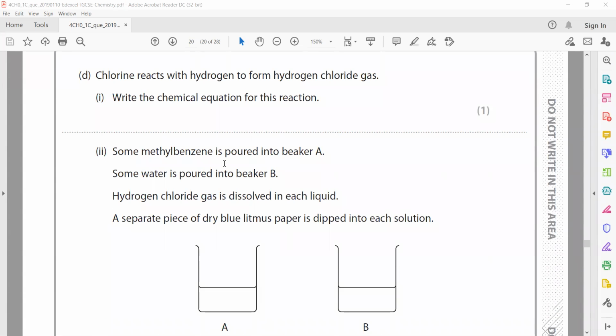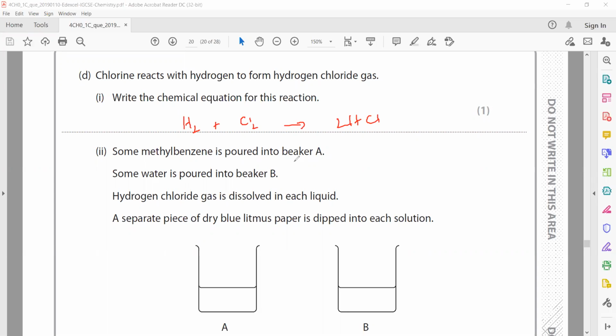Chlorine reacts with hydrogen to form hydrogen chloride. Write a chemical equation. So hydrogen is a non-metal, exists as diatomic. Chlorine is also a non-metal, exists as diatomic, and it will form hydrogen chloride. So it will be H2 + Cl2 gives 2HCl.